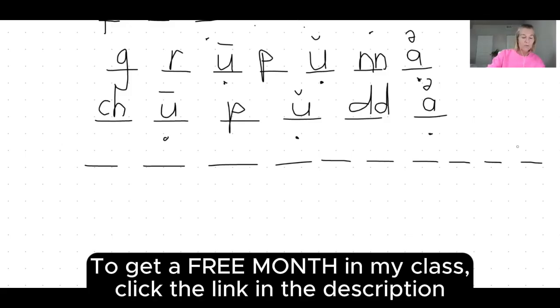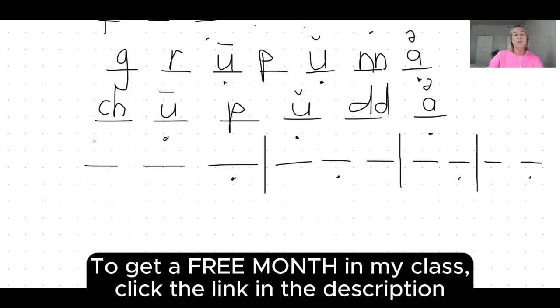Plenty. 1, 2, 3, 4, 5, 6, 7, 8, 9, 10. Okay, so "brumastuda." B-r-u-m-a-s-t-u-d-a. All right, so I'm actually going to put syllables in here. Bru, mas, tu, da. So let's add the consonants.